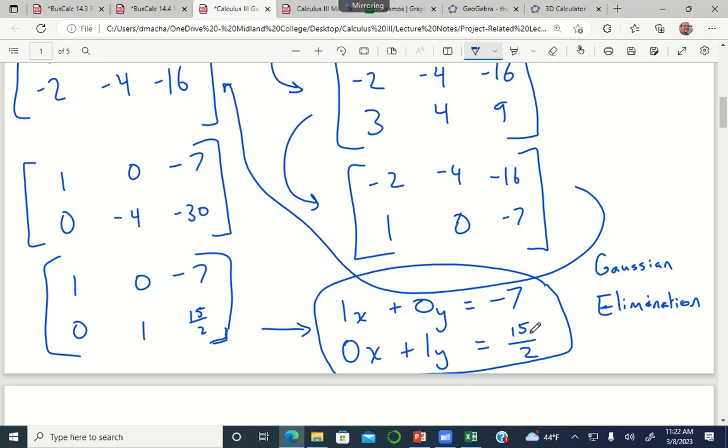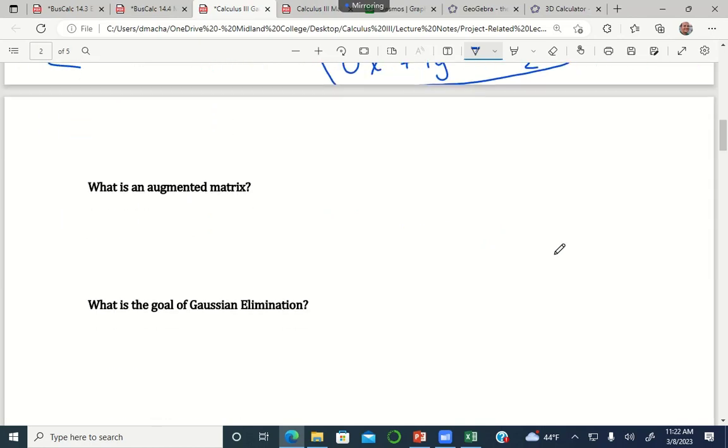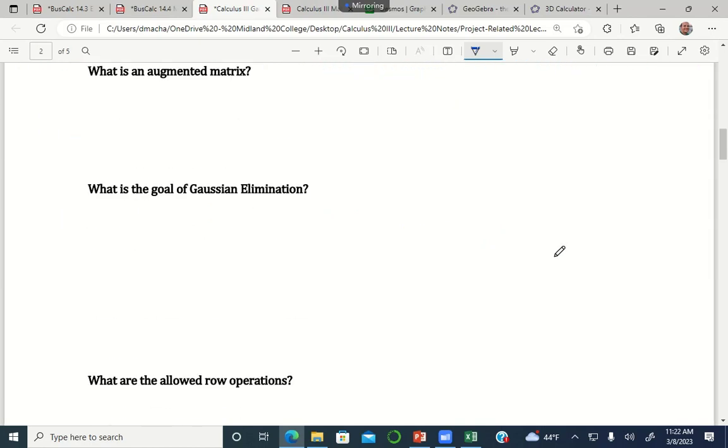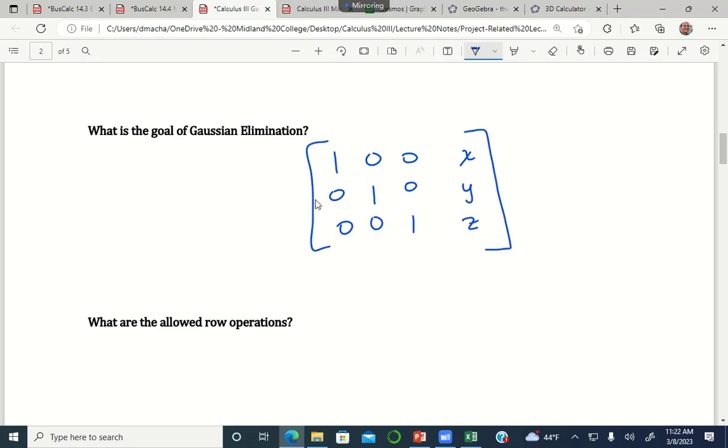And once we get to that point, then we can just read off what the values of the variables should be. So an augmented matrix is just where you take the coefficients of the variables and then the constant on the other side of the equal sign. The goal of Gaussian elimination is that you end up with some matrix that has ones on the diagonal, zeros above and below the diagonal, and then you get the values of your variables in the last column, right?